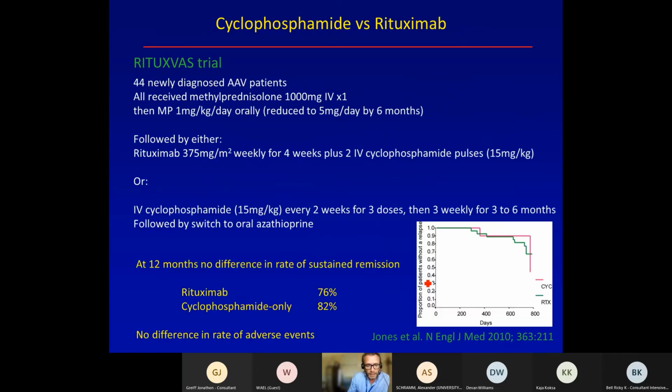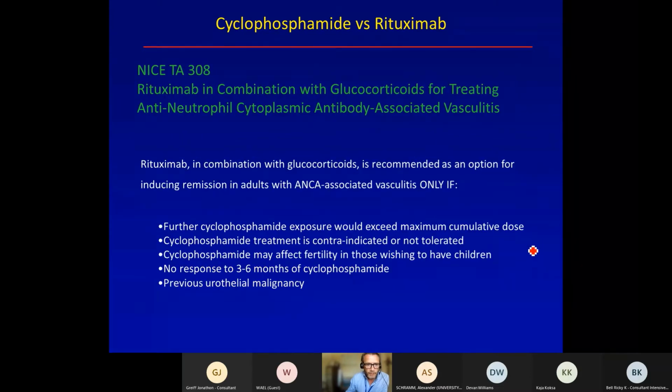The second study essentially showed the same thing, a head-to-head comparison of rituximab with cyclophosphamide, and out to about 2 and a bit years, the proportion of patients without a relapse of disease was essentially identical between the two groups. And so in terms of efficacy, cyclophosphamide and rituximab are largely interchangeable. NICE have had an opinion on this, primarily because rituximab is expensive, cyclophosphamide is cheap. So for most patients, we will use cyclophosphamide.